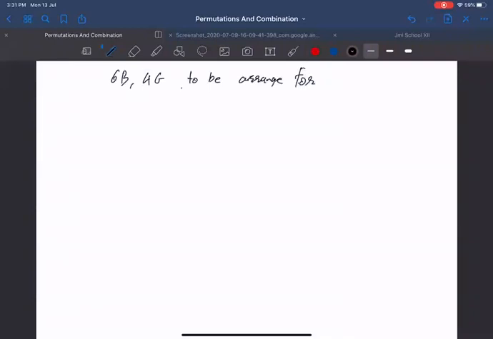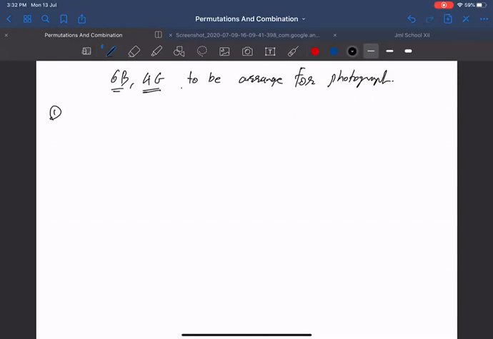For photographs. Okay, no problem. Which one is the boy, do you know? Soham. And do you know which one is the girl? Okay, so 6 boys and 4 girls are to be arranged for a photograph. No problem. How many ways can this be done?